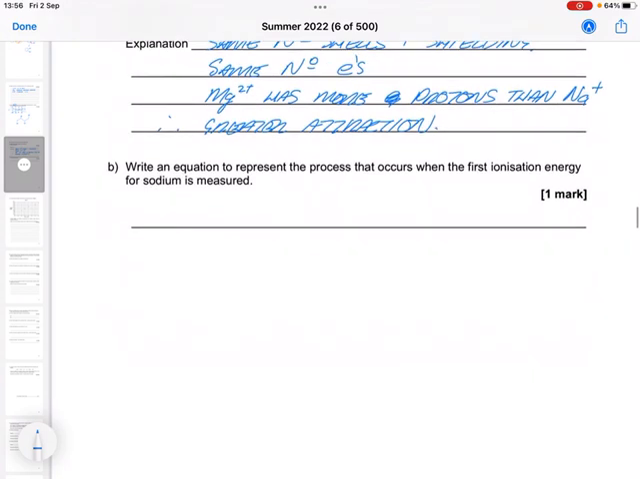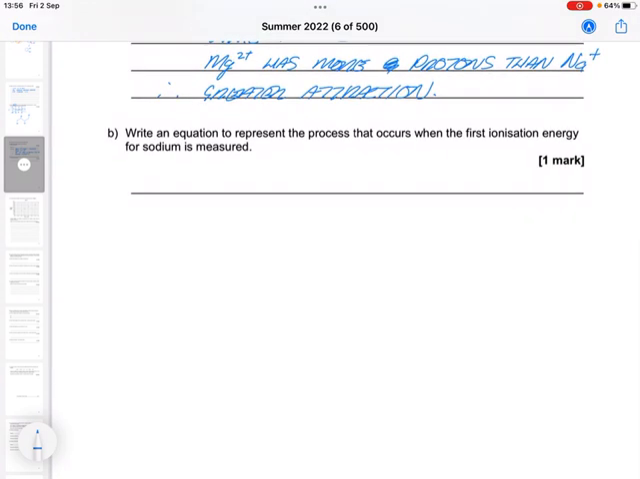Part B, write an equation to represent the process that occurs when the first ionisation energy of sodium is measured. So sodium is going to form Na+, and there's the electron that is lost. State symbols, it's always best to put these in, but for ionisation energies it's always in the gaseous state. We're not interested in the energy to melt or turn the sodium into a gas. We're only interested in the energy to remove the electron. So state symbols are required on this.